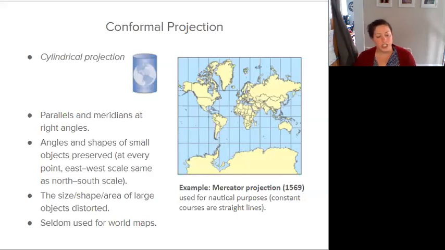This information is just background knowledge for you to absorb. The cylindrical projection for Mercator, for example, was great for nautical purposes. It was great to determine navigation because the angles and the shapes were preserved. However, the size and area of large shapes was distorted. It's not very good for world maps, but it was great to travel the Atlantic Ocean.